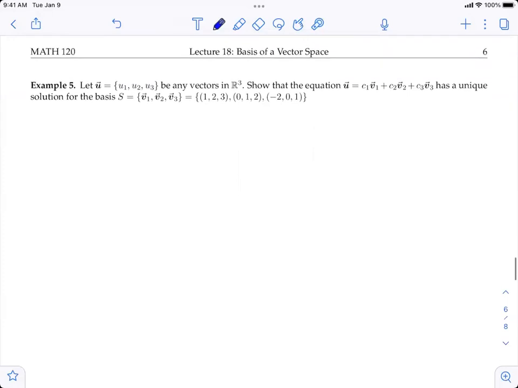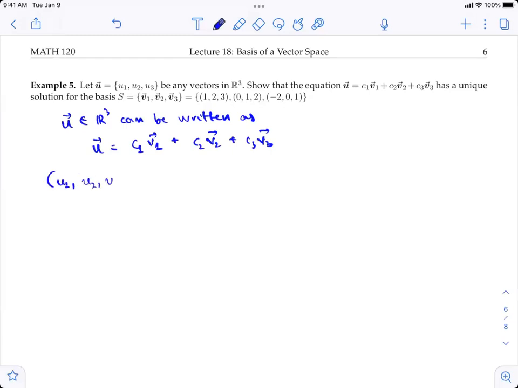Just like in example 4, U is in the three-dimensional vector space R3. Now U can be written as a linear combination of V1, V2, and V3. So U equals C1 V1 plus C2 V2 plus C3 V3, for U equals U1, U2, U3 equal to C1 times 1, 2, 3, plus C2 times 0, 1, 2, plus C3 times negative 2, 0, 1.